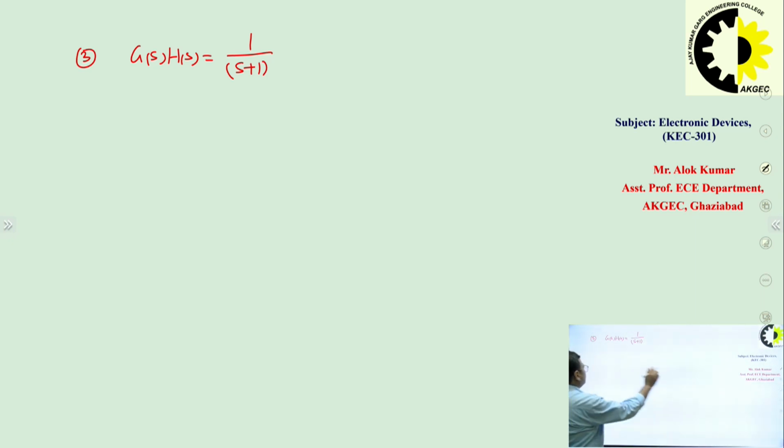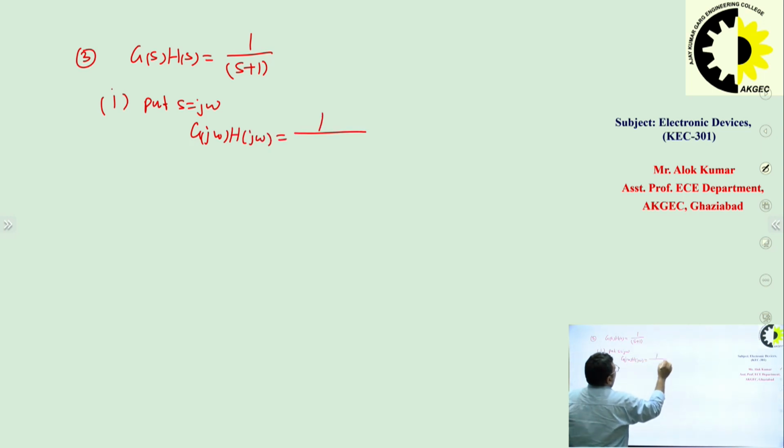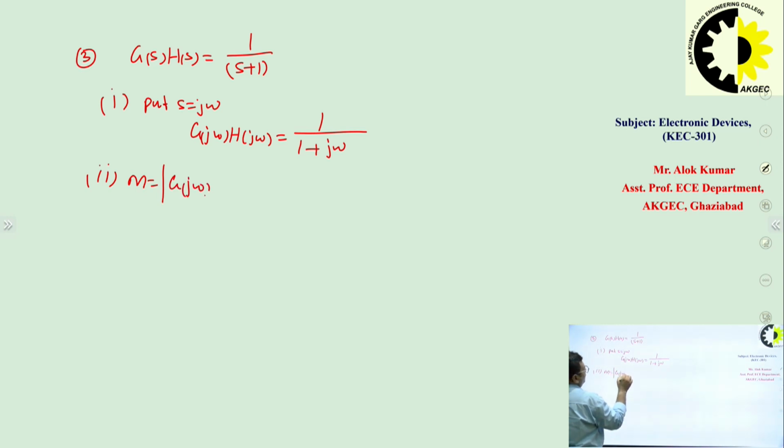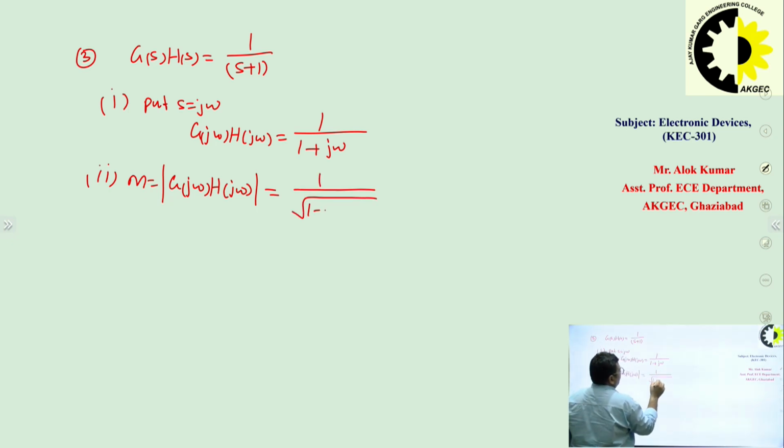Okay, so the steps will be the same steps we have to follow. So put s is equal to j omega. So we can find G of j omega, H of j omega will be 1 upon 1 plus j omega. Now you can find the magnitude. Second step, find the magnitude of G of j omega, H of j omega, and its magnitude will be 1 upon under root 1 plus omega square, right?